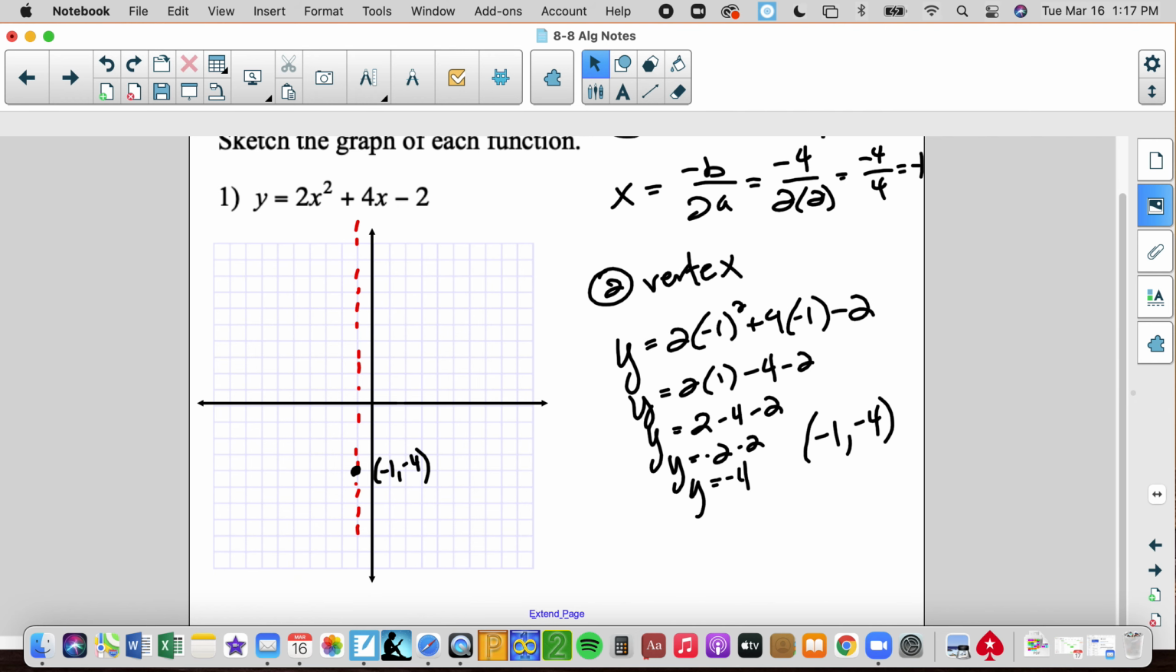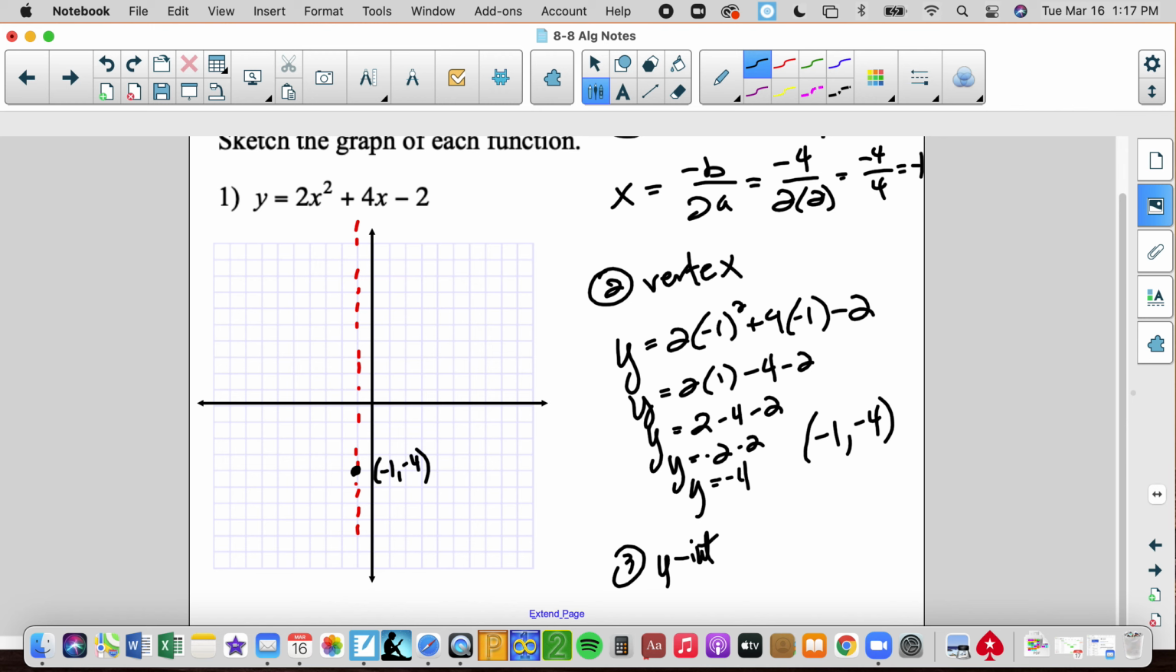Next step is plot the y-intercept. Remember, my y-intercept is going to be my constant. So my y-intercept is going to be negative 2. That's that point. So I get the coordinate of (0, negative 2). Make sure you're labeling. That distance away from the axis of symmetry is 1. So I'm going to just go 1 away from it. And that is (negative 2, negative 2). That's the coordinate.